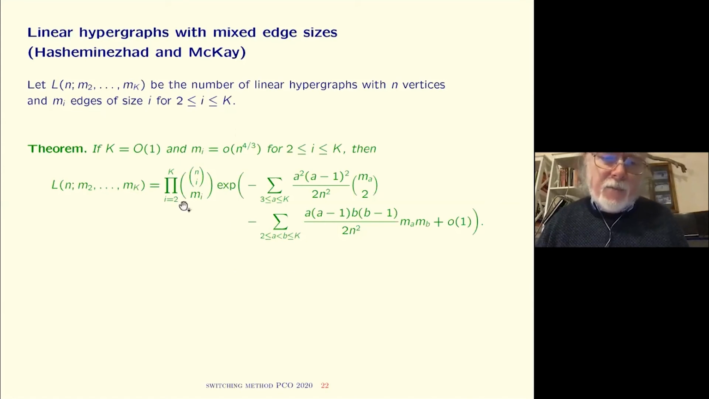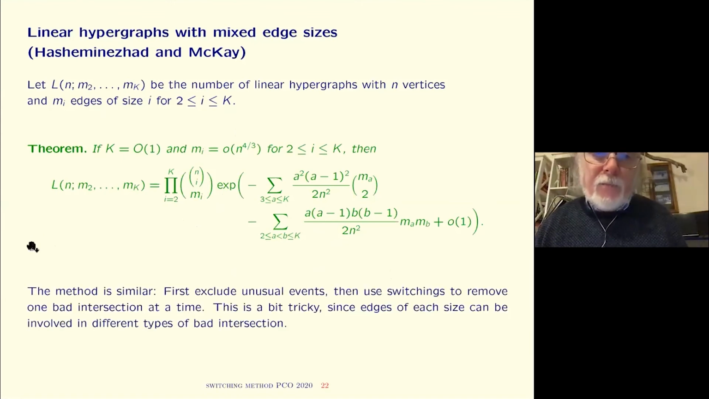Again, the product in front of the exponential is just the number of hypergraphs altogether. So the exponential gives us the probability of one of them being linear. The method's similar. You first of all generate a random arbitrary linear hypergraph with the right number of edges of each size. You throw away those that have unusual things like too many clusters. And then you use switchings to remove the bad things one at a time. It's a little bit tricky.